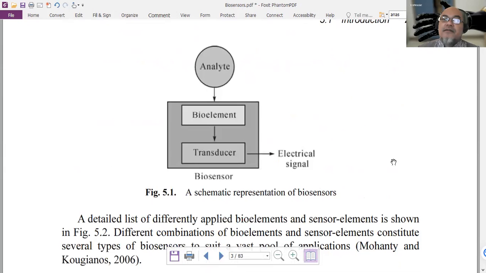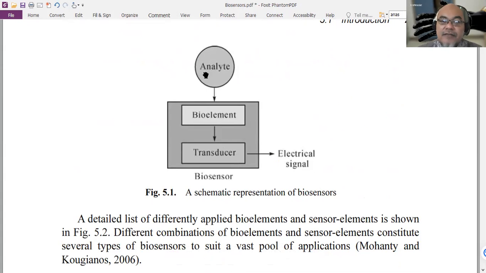So this is the component of a biosensor, which I explained in the previous whiteboard. You have the analyte that is of interest that you want to detect. If it is just qualitative, then you just want to detect whether it is present or not. But if you want to measure it, then you have to do quantitative analysis. You have to be able to draw the calibration curve and then relate the measurement result with the quantity.